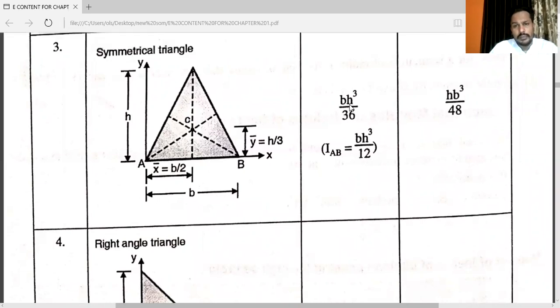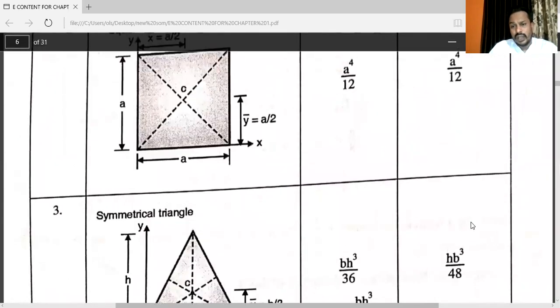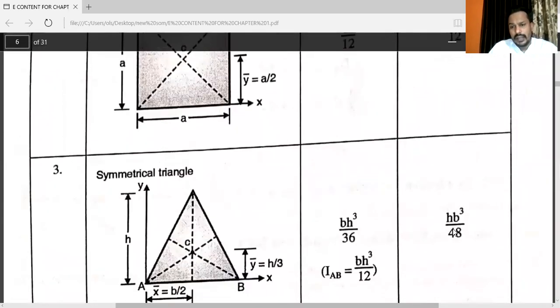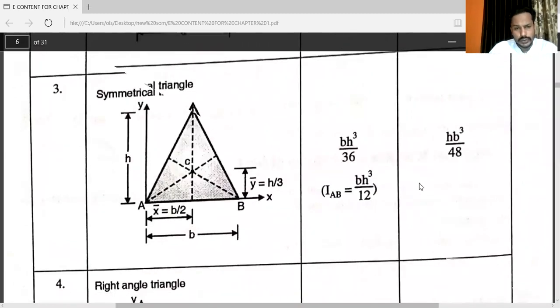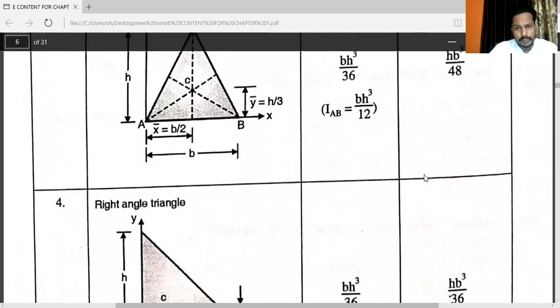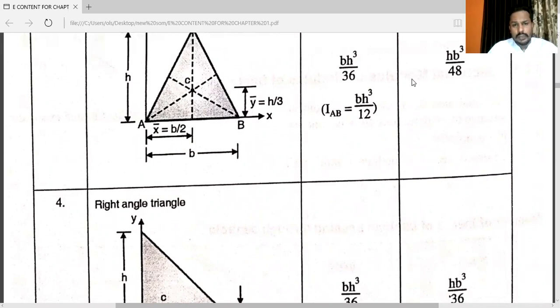See, the formula will be Ixx equals bh cube by 36. Iyy will be hb cube by 48. See, all the proofs are given. So here we are not wasting time to prove each and everything. One point, that is the moment of inertia of a rectangle, I explained to you. The remaining you can do very easily.